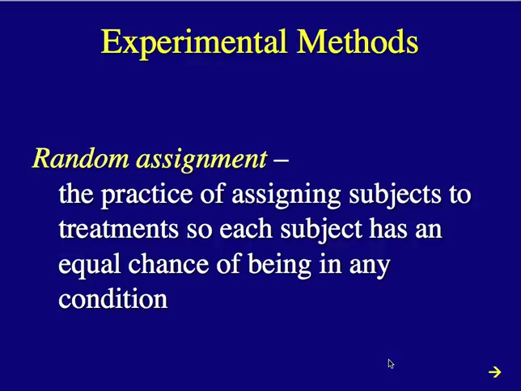So part of what allows us to make cause and effect conclusions with experimental methods is random assignment. Random assignment is the practice of assigning participants to treatments so that each participant has an equal chance of being in any condition of the experiment. So what this really helps us with is mixing up in a random kind of way the personality influences that could be making a person respond differently to the experimental manipulation.